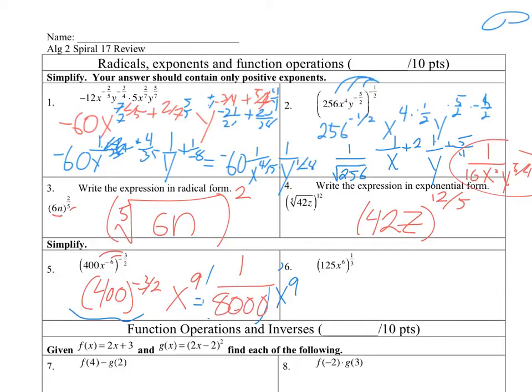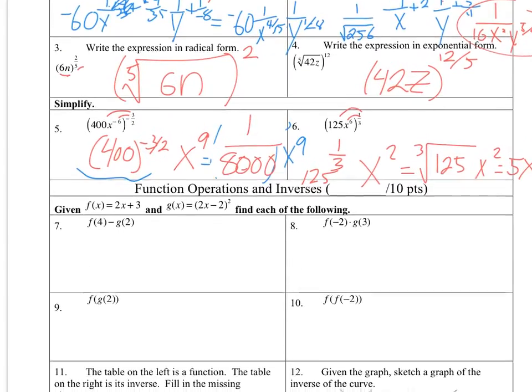Woof! Next up, 125 to the 1/3 times x to the 6th to the 1/3, which is going to be x squared. 125 to the 1/3 is the cube root of 125. Cube root of 125 is 5. 5x squared is our answer.